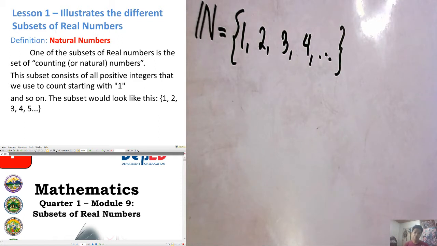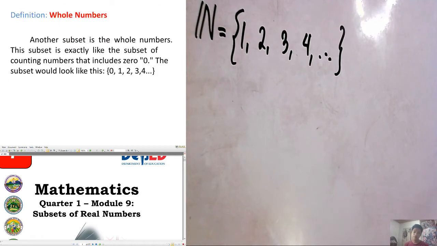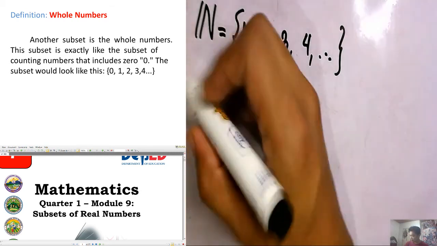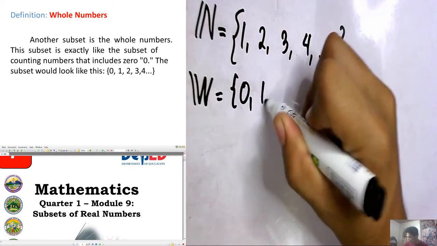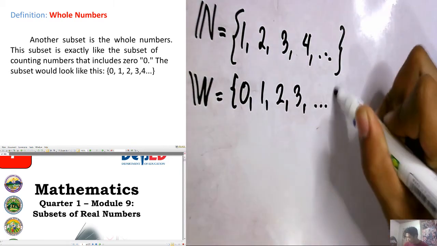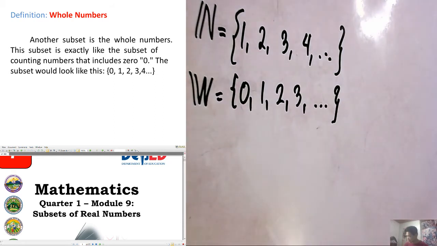So the next is the whole numbers. Another subset is the whole numbers. This subset is exactly like the subset of counting numbers but it includes 0. The subset would look like this. So it is just like the natural numbers, wherein there is a 0 as the first element. So the whole numbers have a symbol like that. We have 0, 1, 2, 3, and so on and so forth. So those are the elements of the whole numbers.